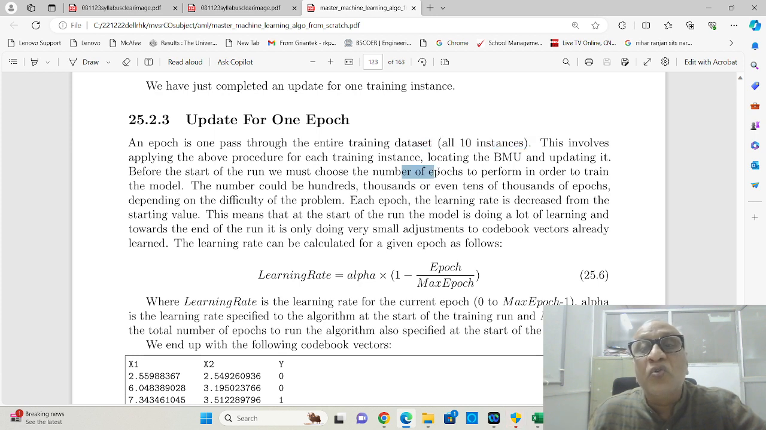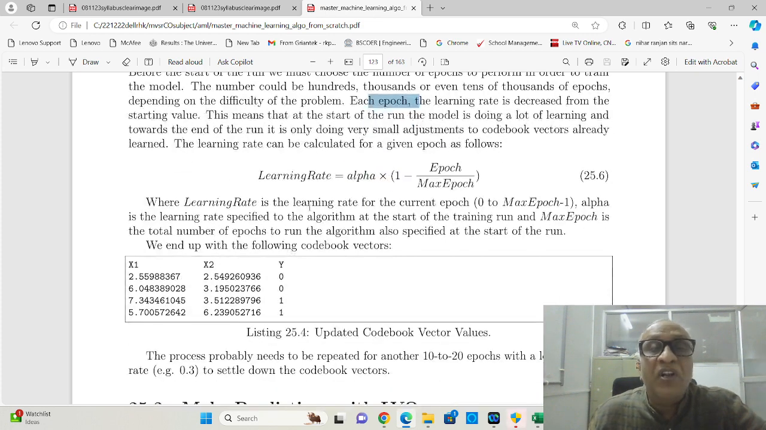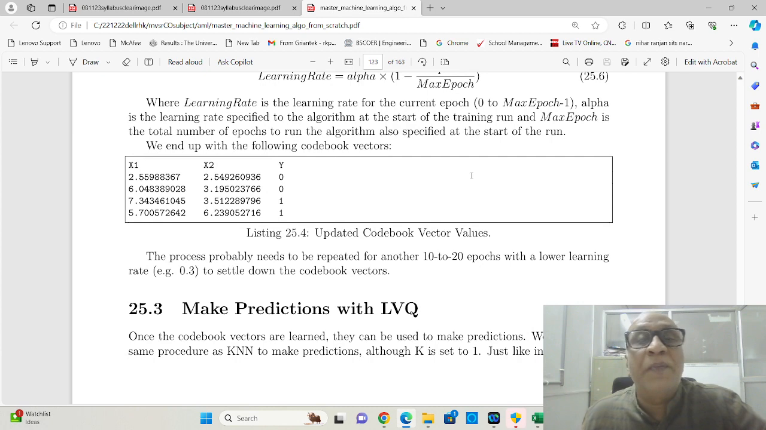We also need to pre-specify the number of epochs. That number can be anything. But we should know that after every epoch, the learning rate will be decreasing, which indicates that learning is happening. And the formula for the learning rate for every epoch is alpha multiplied by 1 minus epoch divided by max epoch.